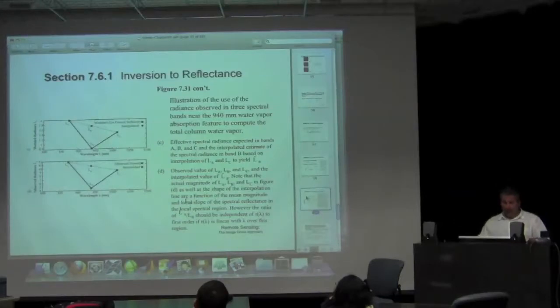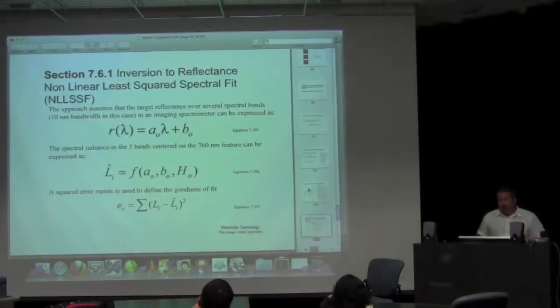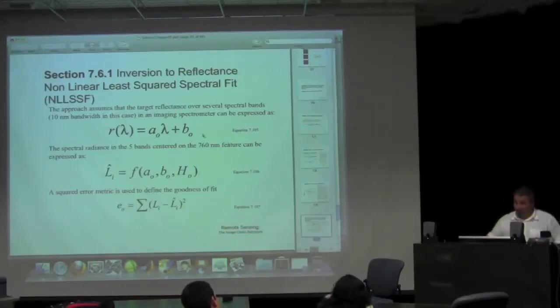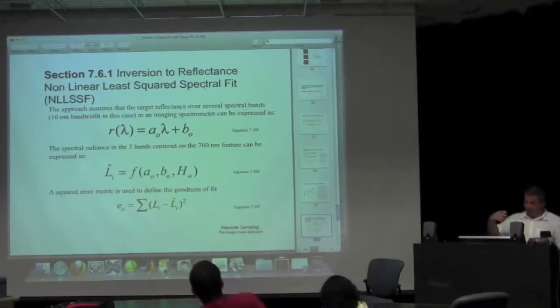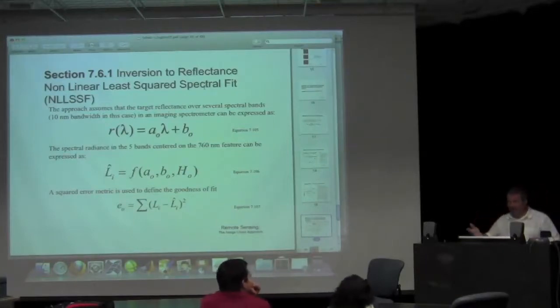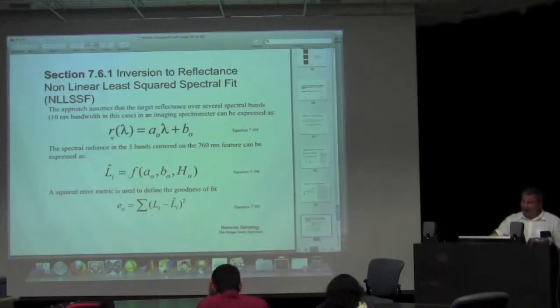So, I think that's shown here in the next couple slides. Here's the 3 radiance values, the interpolated value, so you can follow through with that. All right, now, another method that you can approach this with is very similar, and it's called inversion reflectance using nonlinear least squared spectrofit. Just a fancy name for exactly the same thing that we just did. Now, the assumption here is that the reflectance at any wavelength is some linear function of the wavelength itself over some narrow region.